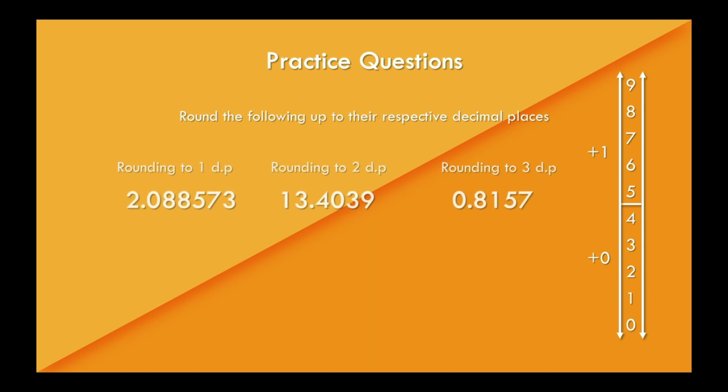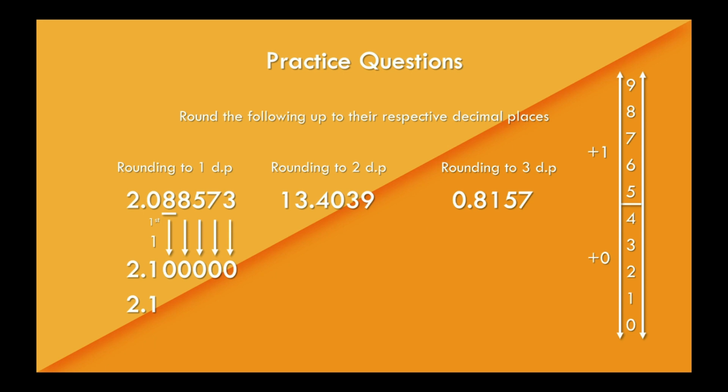Now let's look at some practice questions. Take your time. Okay, so for the first one, we're going for 1 decimal place. We see that the first decimal place is 0. Immediately to the right, we have 8. We know that 8 rounds up, so 8 and everything on the right becomes 0, and 0 gets a plus 1, making it the final answer 2.1 and all of the zeros, dropping them off to get us a neat 2.1.